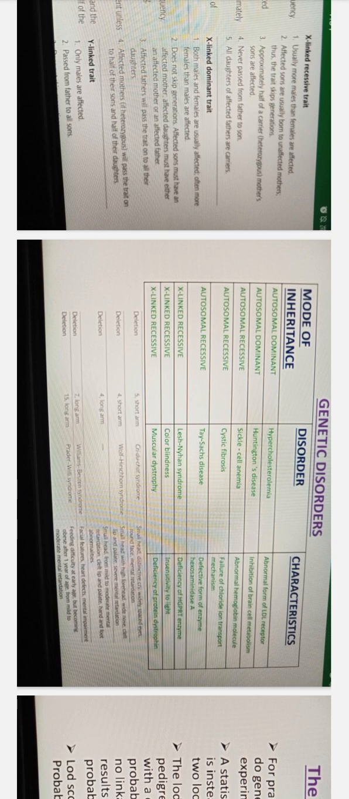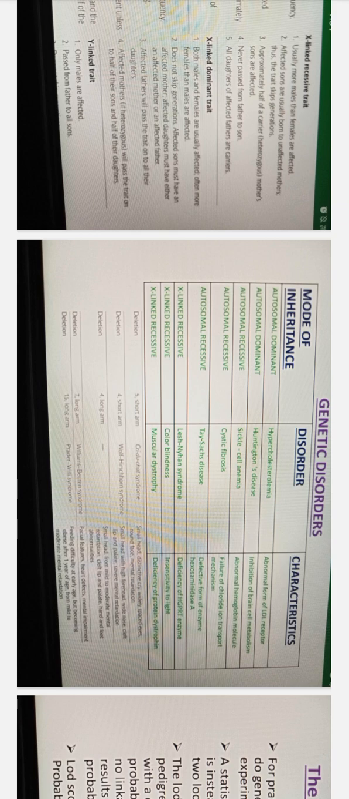Autosomal dominant: hypercholesterolemia. Autosomal dominant: Huntington's disease. Autosomal recessive: sickle cell anemia, and autosomal recessive cystic fibrosis. Another one, Tay-Sachs disease. So hypercholesterolemia and Huntington's disease are both autosomal dominant. Sickle cell anemia and cystic fibrosis, along with Tay-Sachs disease, are autosomal recessive.